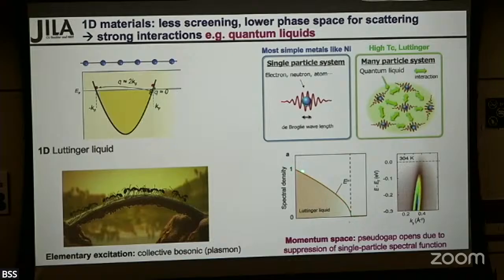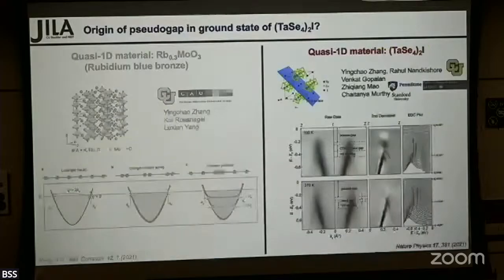How a distribution function is different from a gap. Sometimes in an electron spectrum, it's hard to know if you have a polaron, a charge density wave, or a Luttinger liquid type gap. It depends on the quality of the data and what you can look at. Okay, so let's look at this material first.